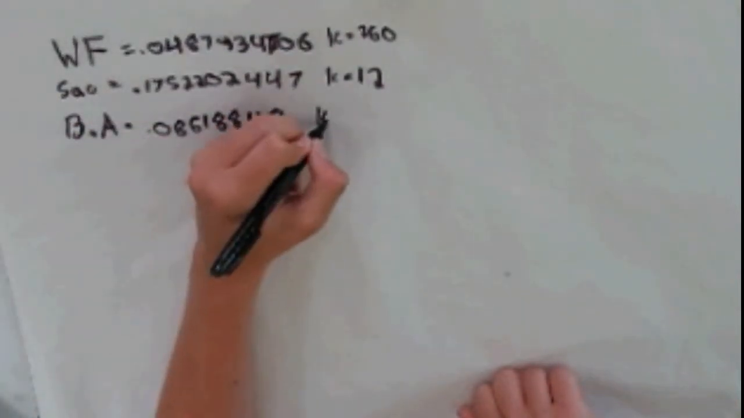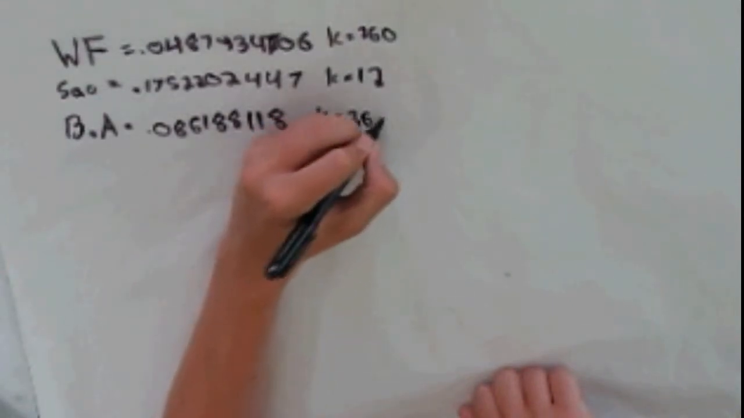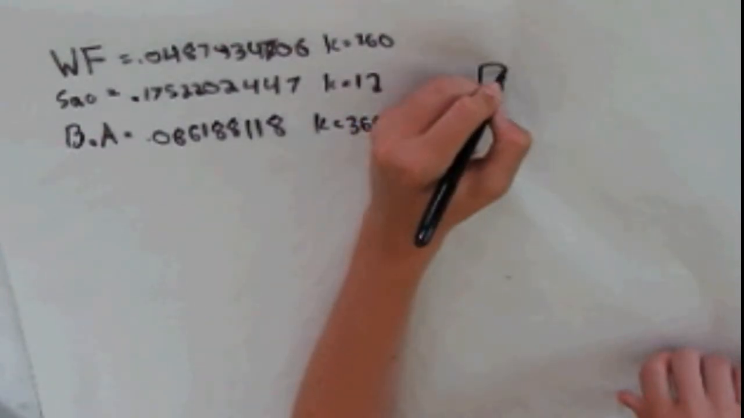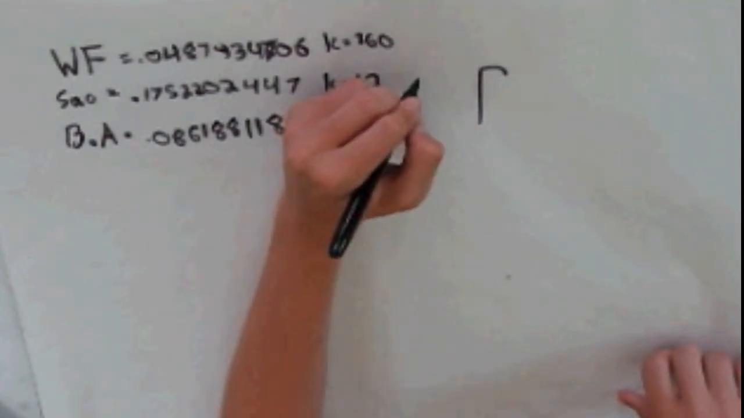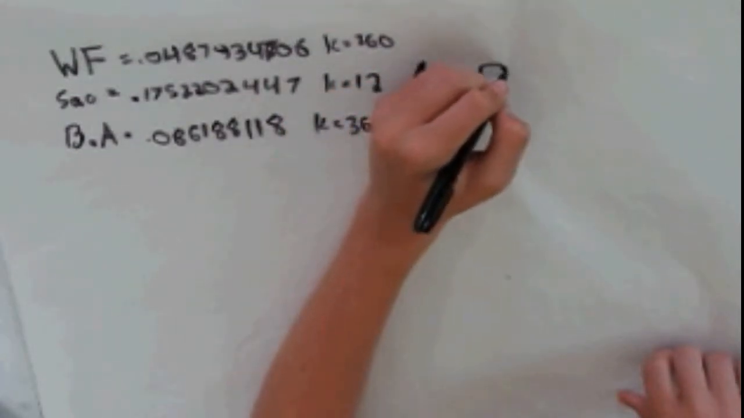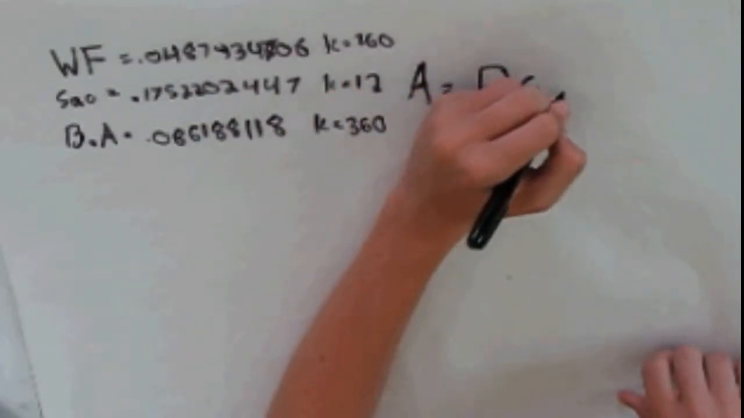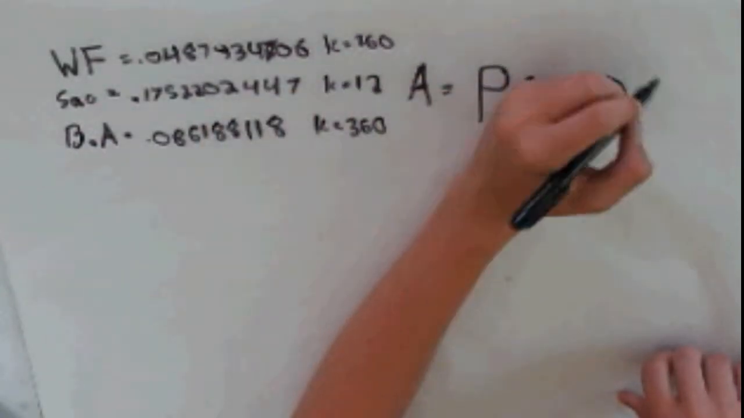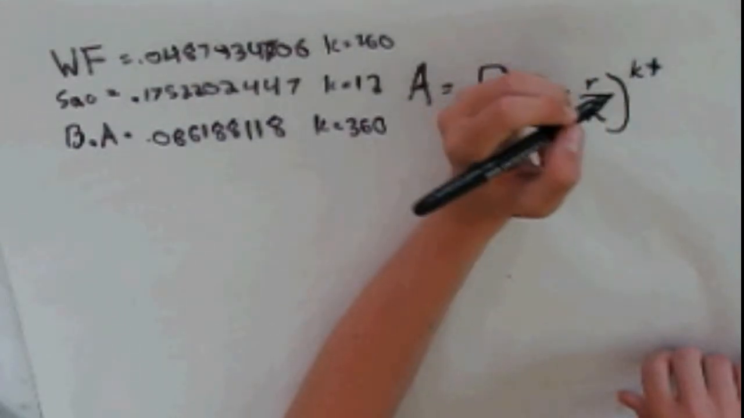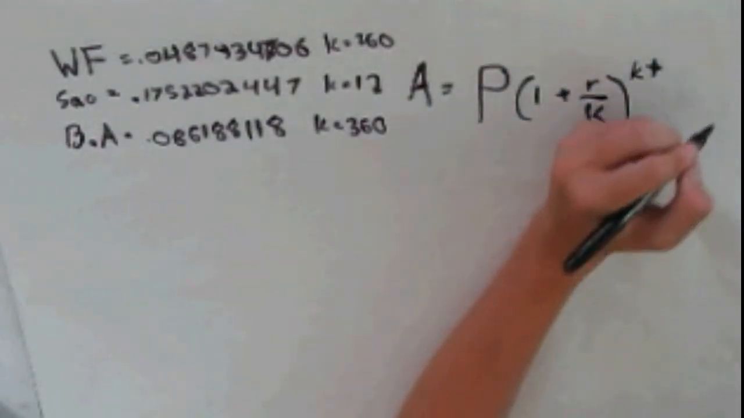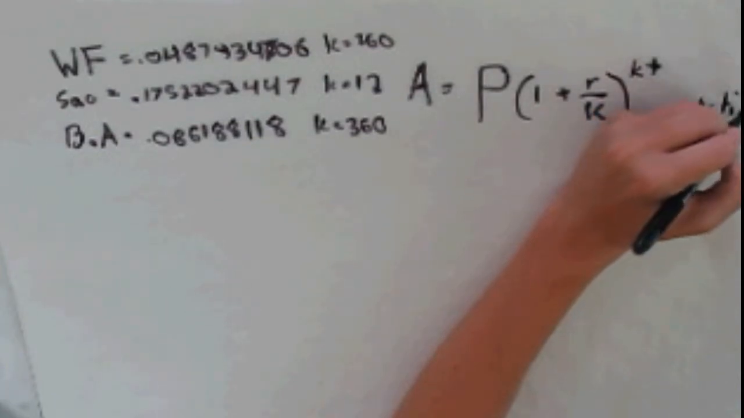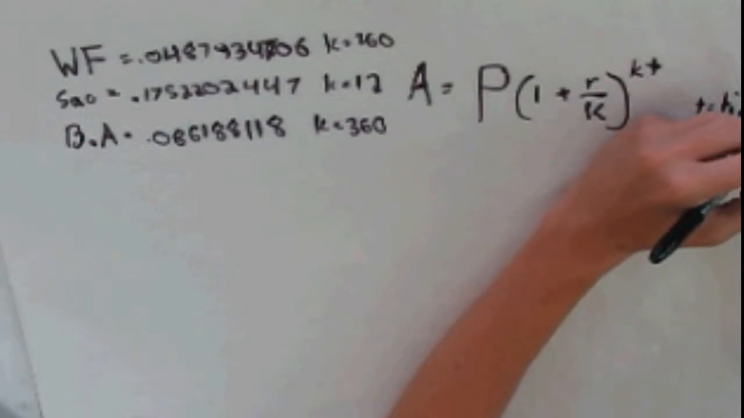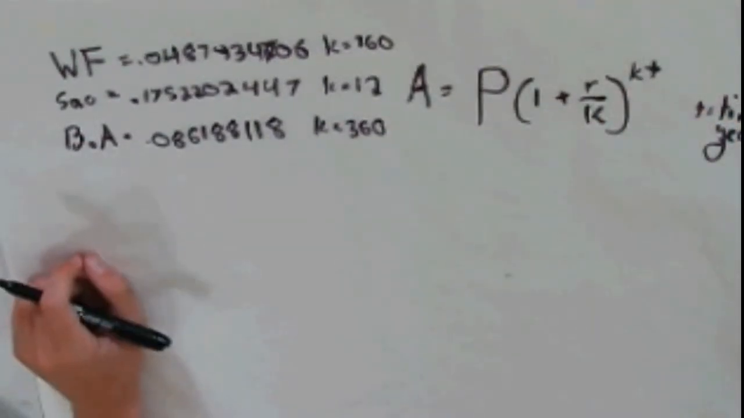0.086188118. All right, and then K is the same as at Wells Fargo because it's compounded daily. So now our formula is A equals P times (1 plus R over K) raised to K times T. T equals time in years.